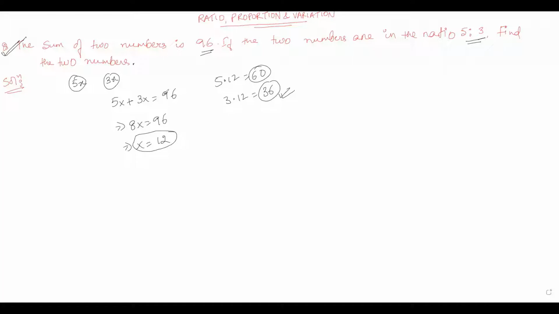So this is one way of simply assuming the numbers to be 5x and 3x, and then simply solving this equation to find the value of x and then the numbers.